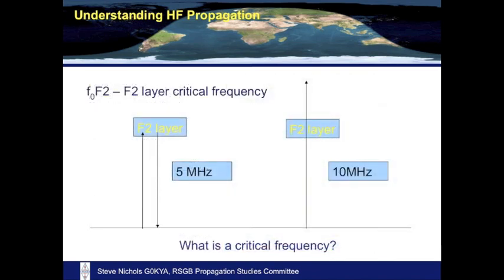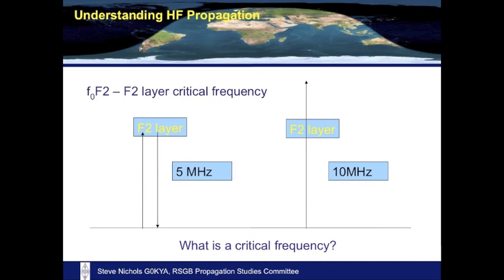Now, there is another way of measuring the level of ionization in our ionosphere, and that's to look at something called the critical frequency. It's sometimes shown as foF2. To do this, we fire a signal straight up into the ionosphere, vertically up, and we see if it comes back down again. Does it actually get refracted or reflected back to the Earth? As you can see from this example on the slide, a 5 megahertz signal is being reflected back down from the F2 layer. It comes straight back down to the Earth. Whereas a 10 megahertz signal is going straight up through the F2 layer, straight out into space.